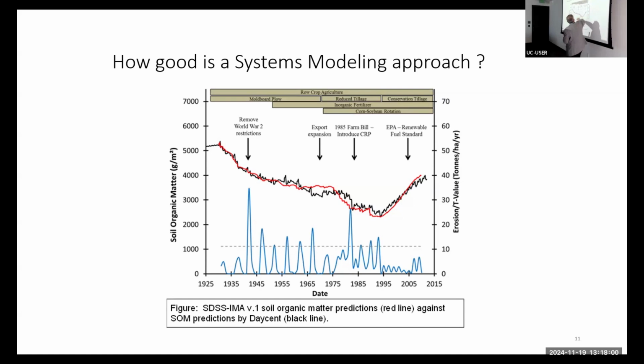So what we see is the red line here is the system dynamics model that we used for this specific problem. And we see a pretty good agreement. We see also that we are capturing those instances of significant events, such as in 1985, when we had the Farm Bill, and then we saw a revamp of SOM.